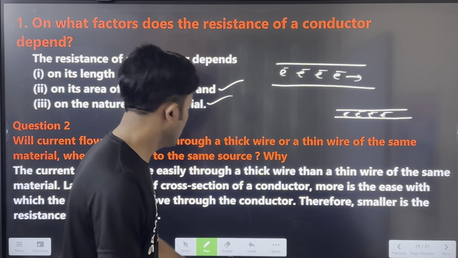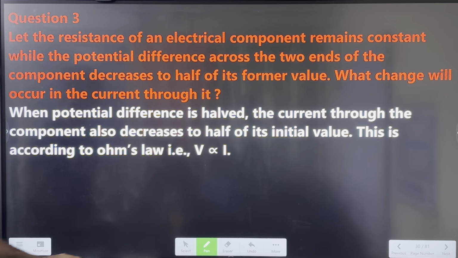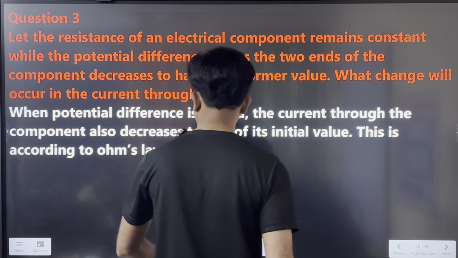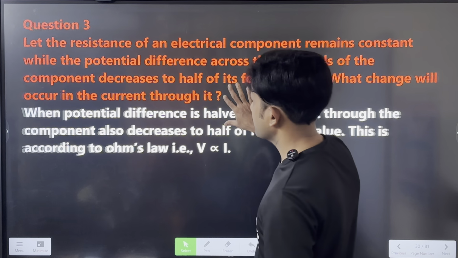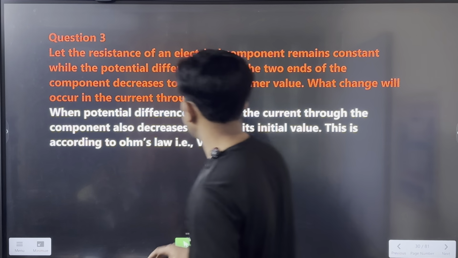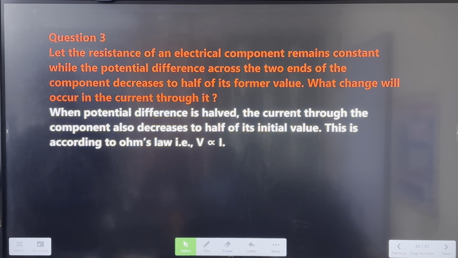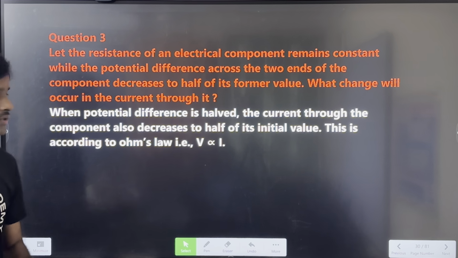Okay, shall I move? Yes. Now you see in this slide, question number 3 in the text questions. Let the resistance of an electrical component remain constant while the potential difference across the two ends of the component decreases to half of its former value. What change will occur in the current through it? So just try to understand the question.